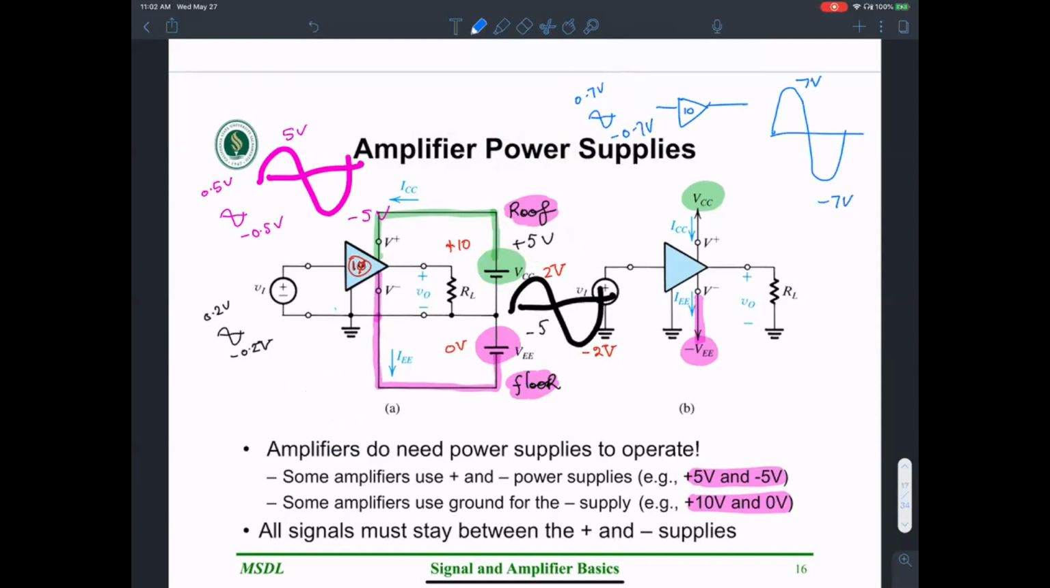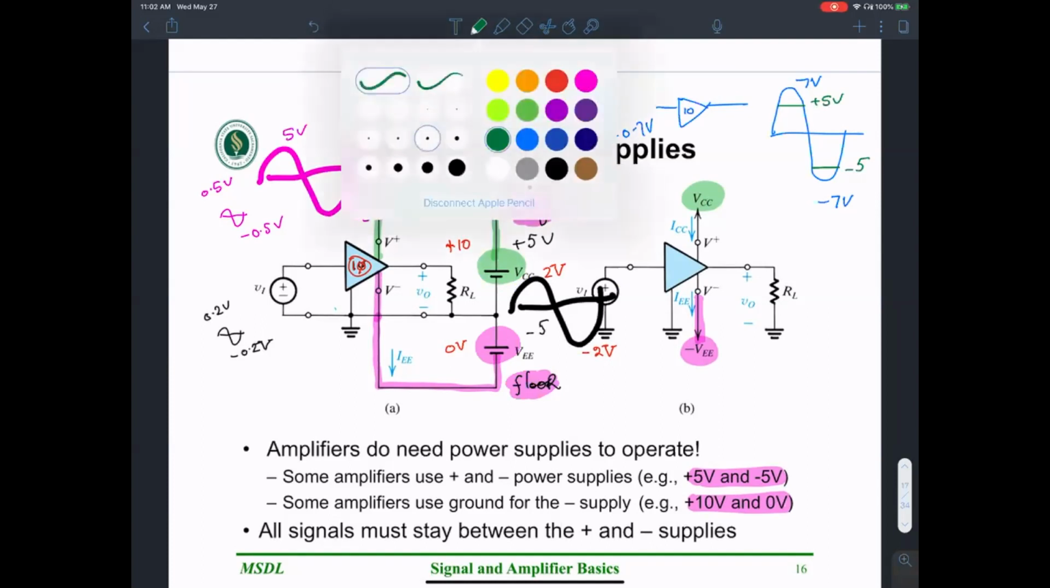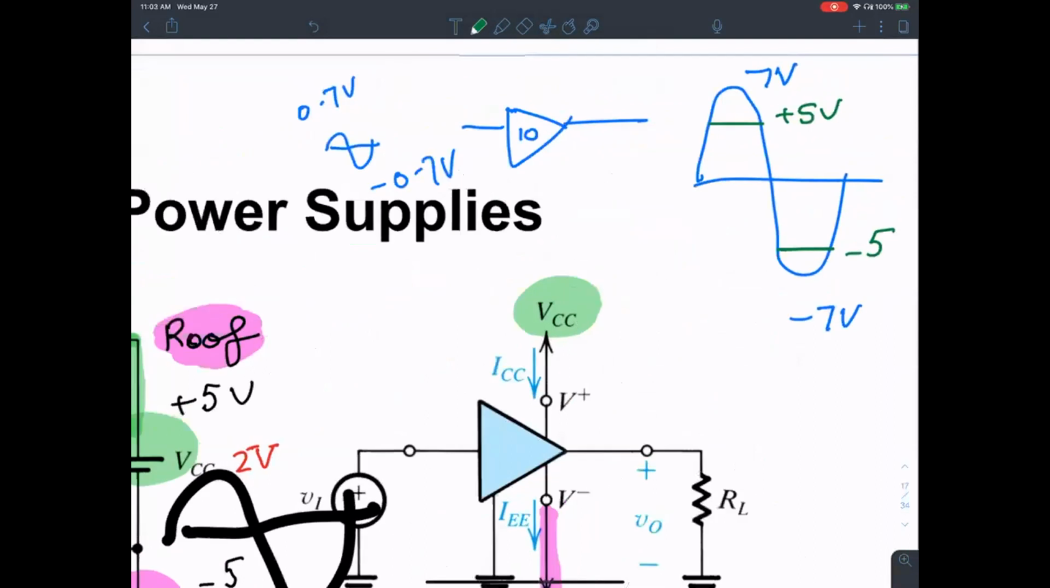But remember, don't forget the VCC, which is set at 5 volts. And VEE is set at negative 5 volts. So this is positive 5, this is negative 5. So what happens is your output is going to look something like this.